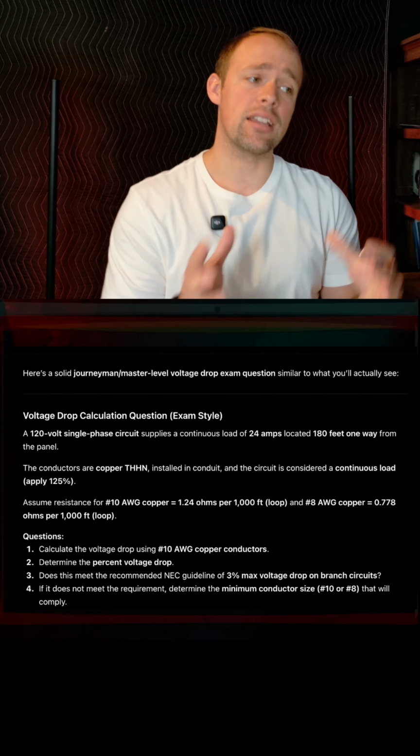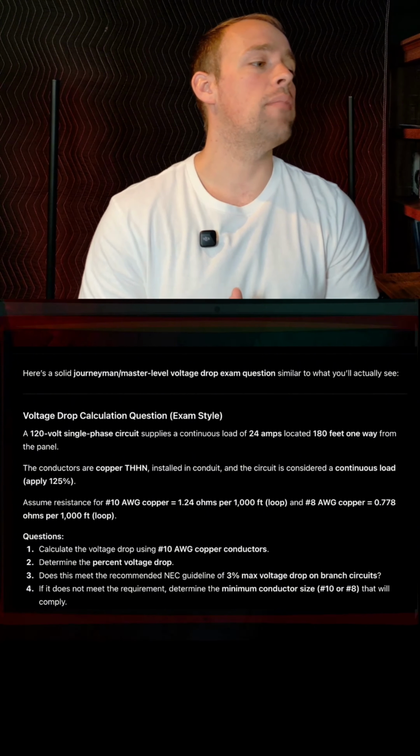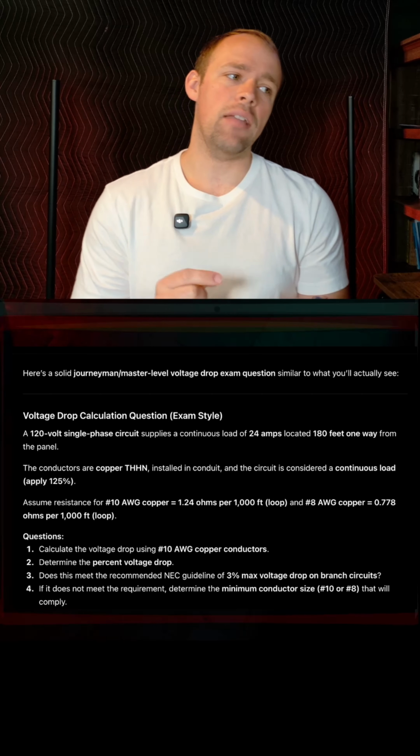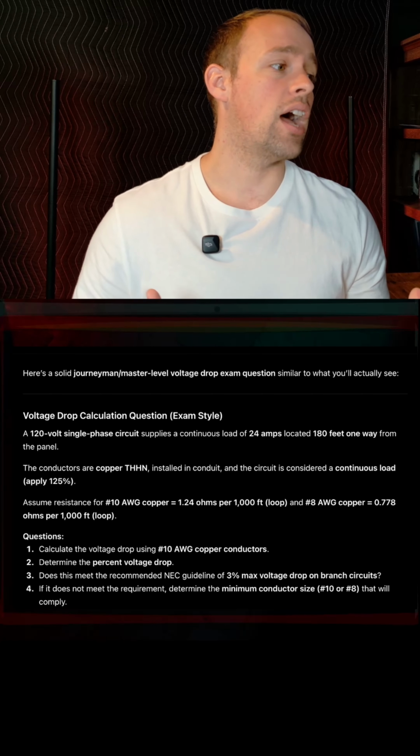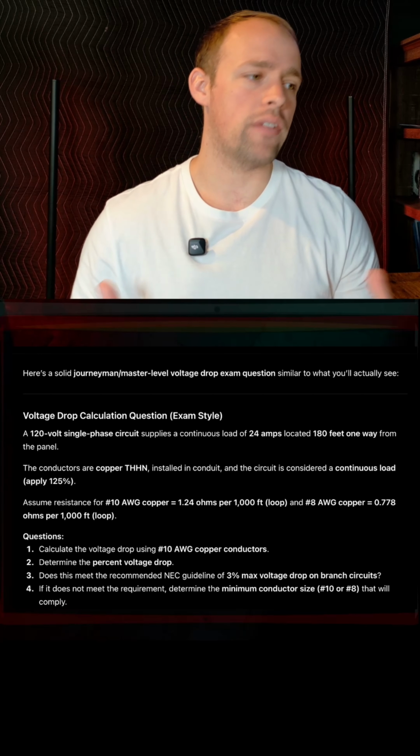2, determine the percentage voltage drop. Does this meet the recommended NEC guideline of 3% max voltage drop on branch circuits? If it does not meet the requirement, determine the minimum conductor size for 10 or 8 that will comply. Okay, I see what they're doing here. Now that's why they gave us the 8.